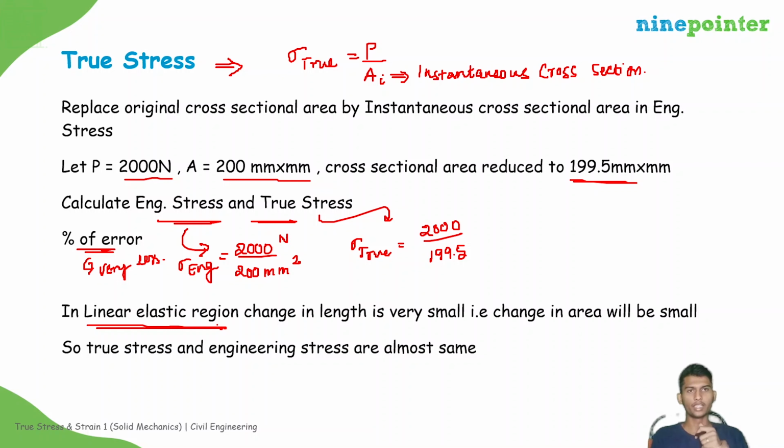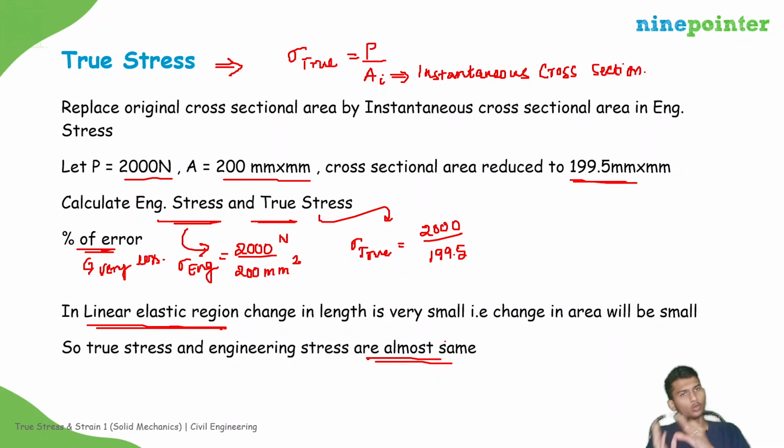So we need to design a material. Whatever civil engineering elements we design, we design for the elastic region, right? In the elastic region, true stress and engineering stress are almost equal. Then why do we need to bother about true stress, which is somewhat complex? That is the reason. In the elastic region, the change in length is very small, so the change in area will be small. So true stress and engineering stress are almost the same. Because of this, in engineering applications, we use engineering stress and engineering strain.